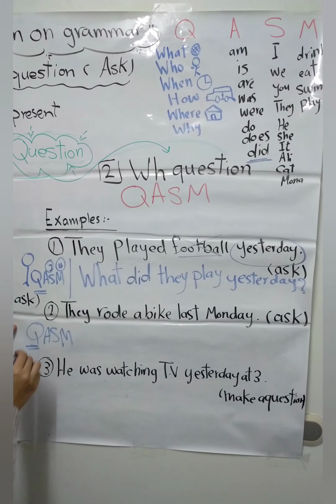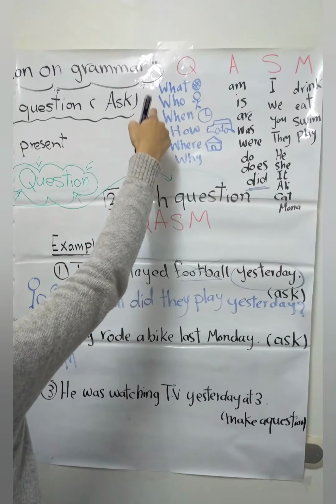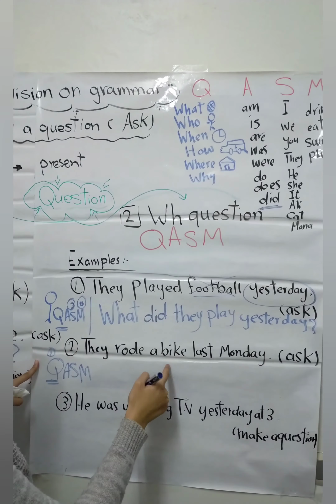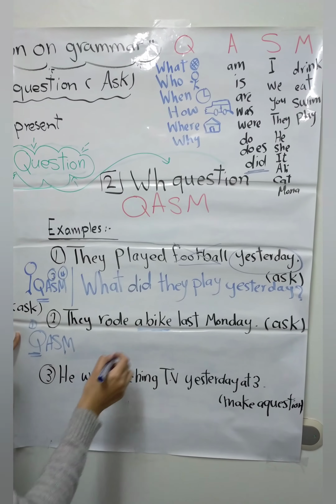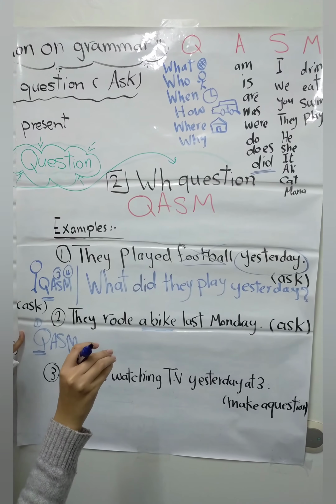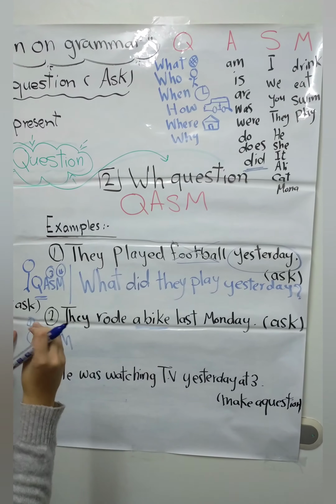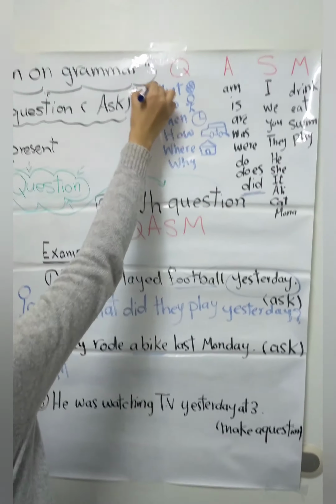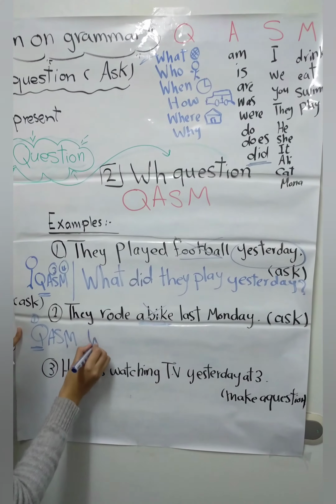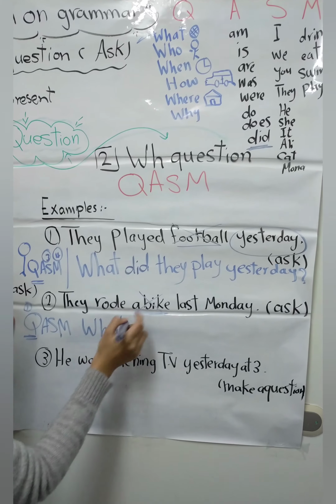Question word, number 1: what, who, when, how, where, why. Here they rode a bike. We want to ask about the bike. The bike doesn't have a brain, can't talk, can't think, so we ask about it with what. Okay, we write what and cancel a bike.